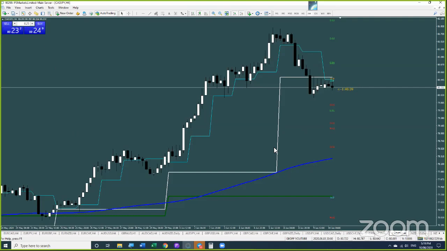Okay, so that's CAD yen. What else have we got? Euro pound, bounce off monthly and weekly pivot for a sell. Ooh, that's a bold one. Euro pound for sell. Okay.